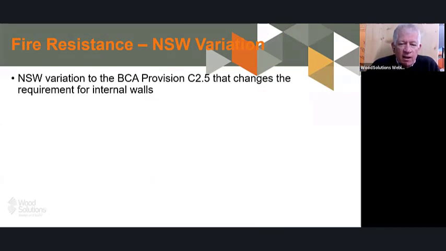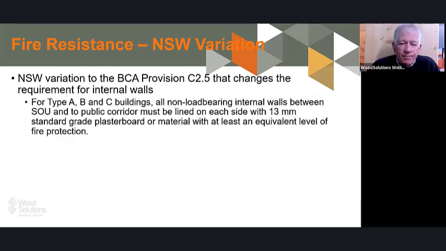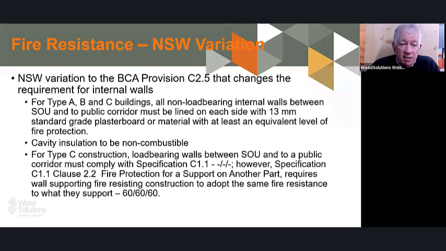But as we said at the start, we have a variation to deal with for New South Wales. New South Wales has its own set of requirements which have varied the NCC's provision C2.5. So again, remembering provisions have a hierarchy over the specification. In this case, for Type A, B and C buildings, non-loadbearing walls between SOUs and to public corridors must be lined on each side with 13mm standard grade plasterboard or material with at least equivalent fire resistance. And cavity insulation is to be non-combustible, which makes sense. And for Type C construction, loadbearing walls and walls to public corridors comply with specification C1.1. In this case, there's no fire resistance requirement.